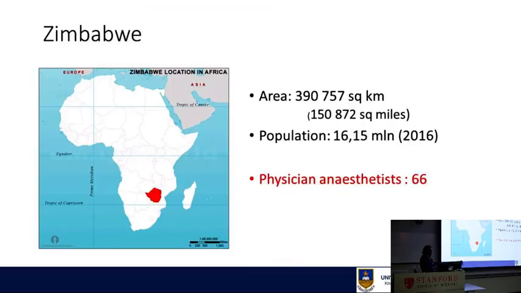So Zimbabwe is situated in southern Africa. We have a population of 16.15 million, and that population is served by only 66 physician anesthetists. I shall speak more about the significance of those figures a little later.